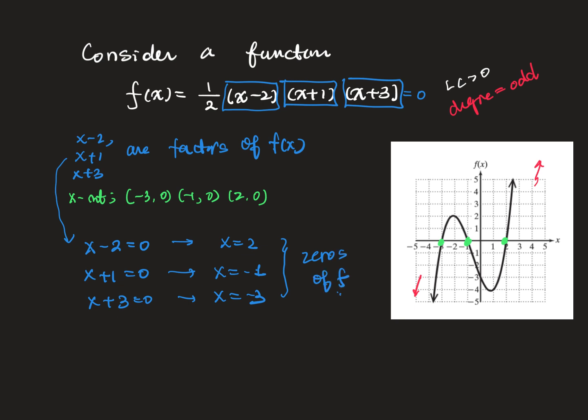So from here, you're going to see x-intercepts: (-3, 0), (-1, 0), and (2, 0). So for this polynomial function, guys, you have a lot of terminology here: factors, x-intercepts, zeros. All the same concept, guys. Everyone very clear about that?